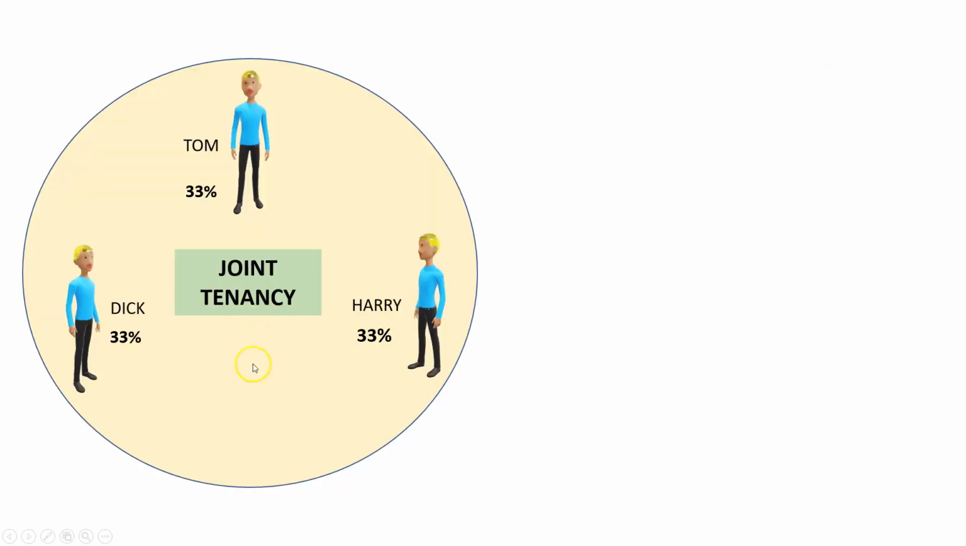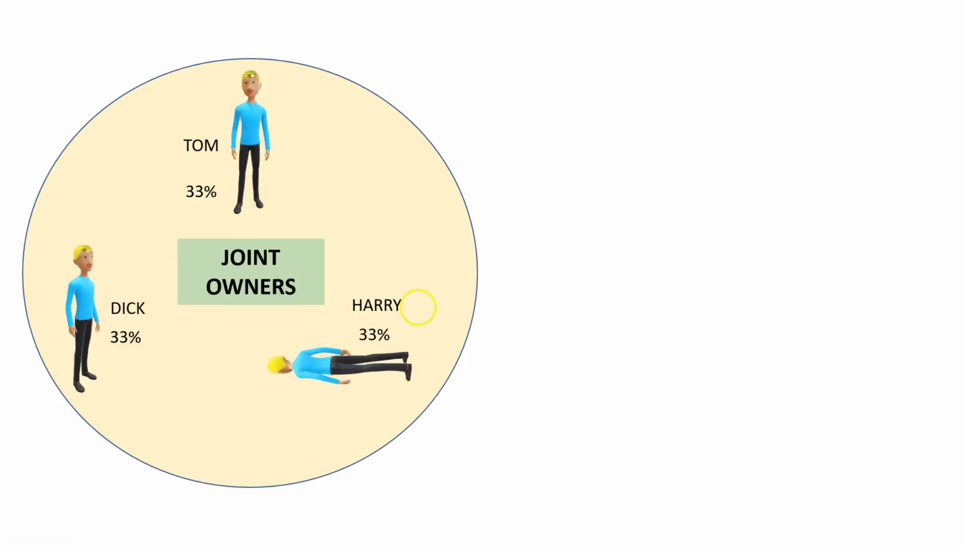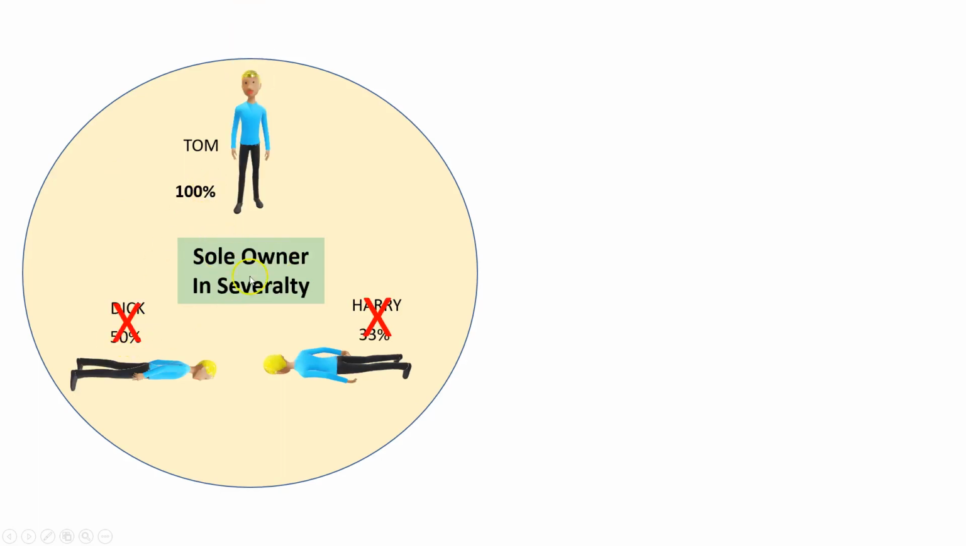Here's another quick example. We've got Tom, Dick and Harry, joint tenancy, 3 brothers, all triplets, who decided that they wanted to buy a property. When one dies, Harry, then Harry's share will go to Tom and Dick, 50-50. And then if Dick should die, then his share will go to Tom, and Tom becomes owner in severalty 100%.